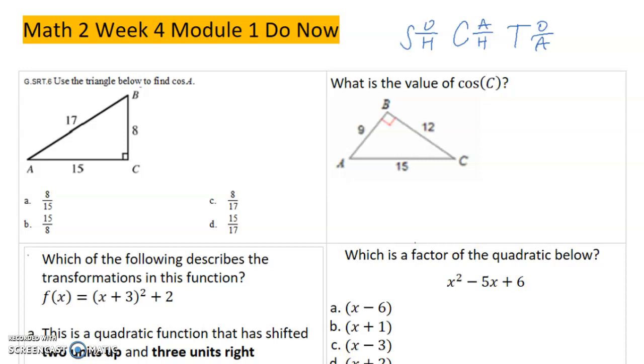I'd help you out with this do now today. Okay, looking at this first question, it's asking me to find cosine of A.